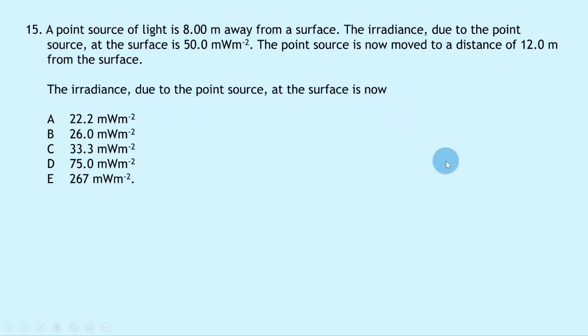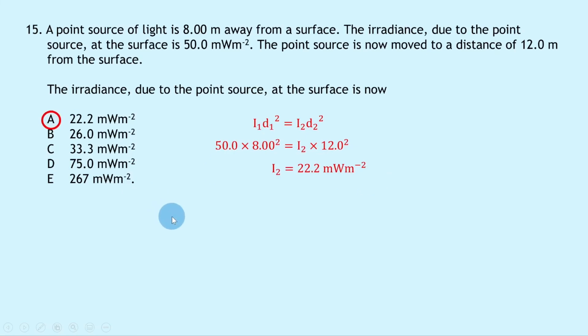Well, notice how we're dealing with irradiance and distance from a point source, so we want our equation for that first of all, which is I1d1 squared equals I2d2 squared, and we can then sub in the numbers. We want to find the new irradiance I2. So we've got 50.0 for the initial irradiance, and I'm just going to keep that as milliwatts per meter squared just now, because that's the form that the answers are in here, times 8.00 squared for my initial distance, and that's equal to I2 times 12.0 squared, which was the final distance. So putting that into a calculator and rearranging for I2 gives an answer of I2 equals 22.2 milliwatts per meter squared, which is A.